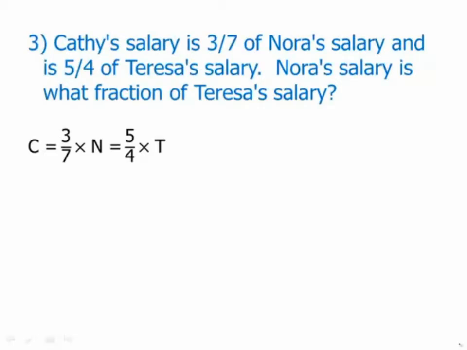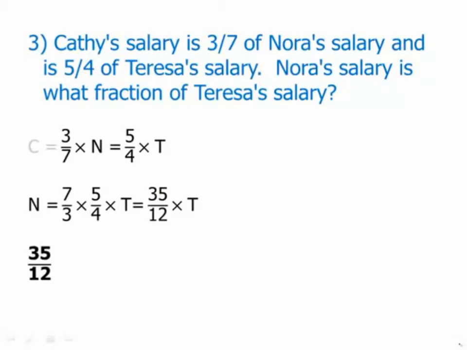So we can translate that first sentence like this. Now notice that the question is asking us to relate Nora and Teresa's salary, so really C is irrelevant. Really that part of the equation drops out, and we just want to compare Teresa and Nora. And we want Nora's salary is what fraction of. So we want Nora by herself, and we want a fraction times Teresa. So to get Nora by herself, we have to multiply by the reciprocal of 3/7. That would be multiplying by 7/3. That would get N by itself. We just multiply, and we get the fraction of 35/12.